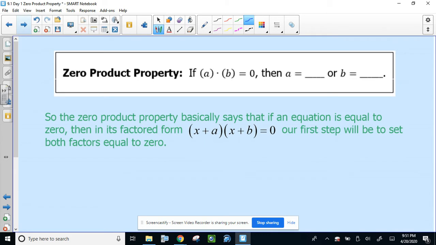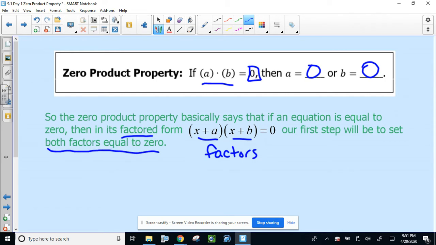That's the rule, that if we have A times B equal to 0, if we have something multiplied together and the answer is 0, then either the first number is 0 or the second number is 0. So the zero product property basically says that if an equation is equal to 0, then it's in its factored form. So these are our factors. And our first step will always be to set both factors equal to 0 because either the first one is equal to 0 or the second one is equal to 0. So what does that look like?